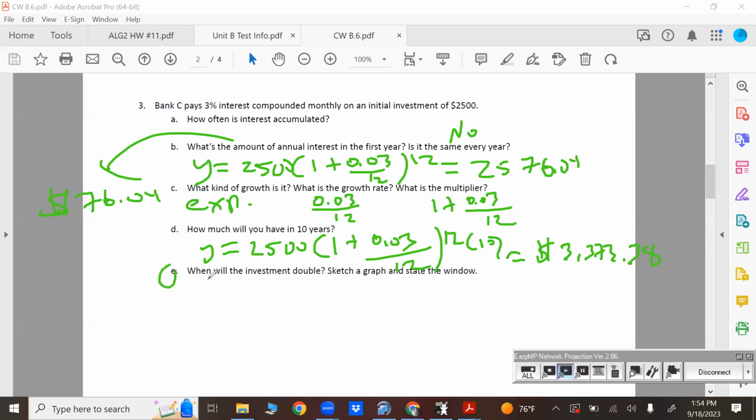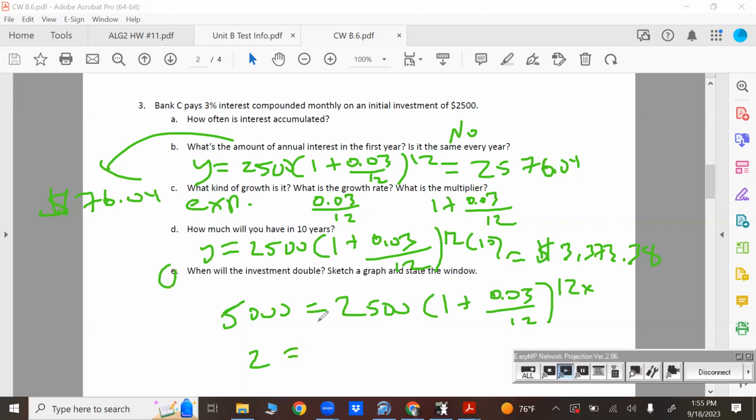Now, when will your investment double? So 5,000 equals all that junk raised to the 12x power. So you divide by 2,500. You raise it to the 12x power because again, you're doing it 12 times per year, x number of years.